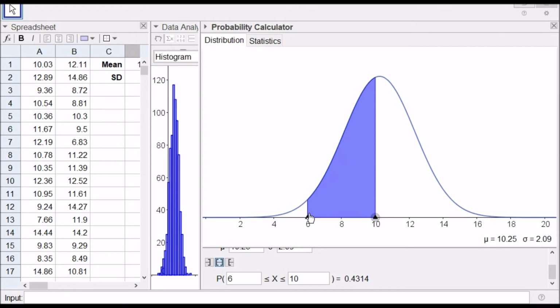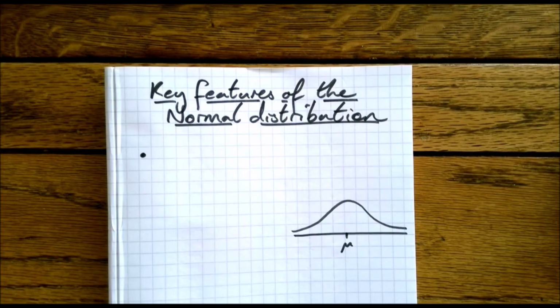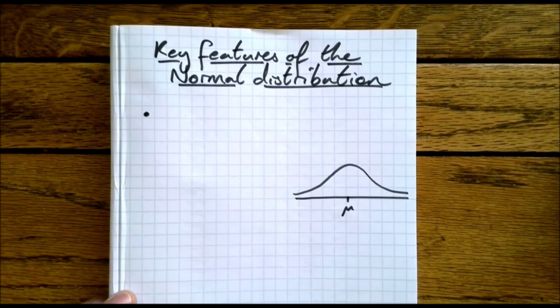You're going to be using your ClassWiz a lot to find these sort of probabilities, but before we do that, I'd like you to just look at this graph and think of what its key features are. Take a moment and then we'll write some down. Okay, I'll start writing these down. Let's go back here. Key features of the normal distribution.